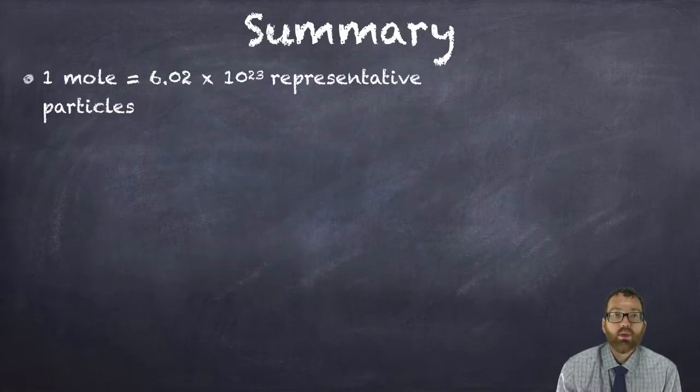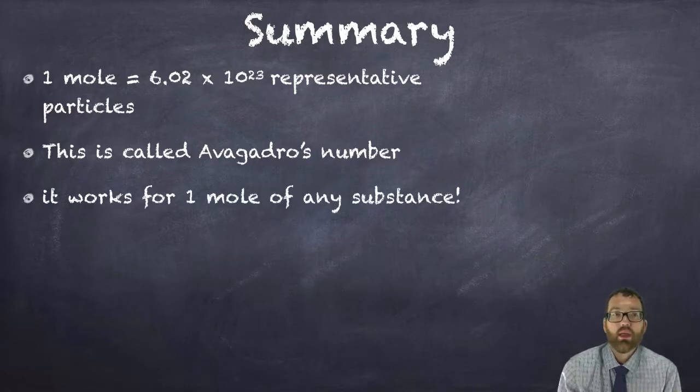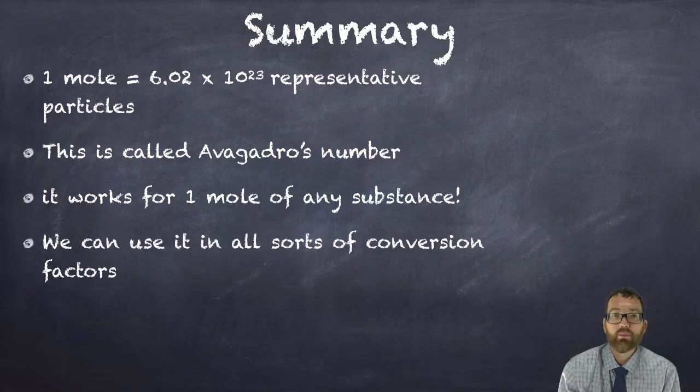So remember, a mole is 6.02 times 10 to the 23 representative particles. We treat that like a really large dozen. This is called Avogadro's number, and you need to memorize it. We'll be using this number in all sorts of conversion factors later in this chapter and in other chapters. And it works for 1 mole of any substance. It doesn't matter if we're dealing with a molecule or a formula unit or an atom. 1 mole of anything is Avogadro's number of representative particles of that thing.